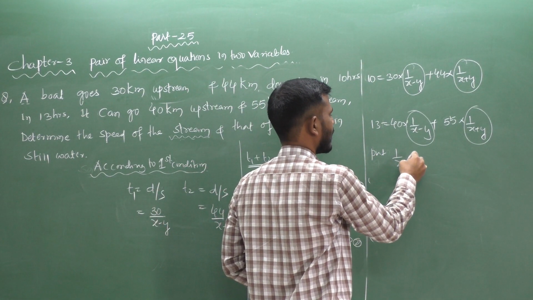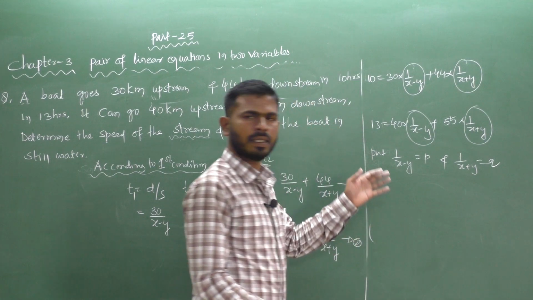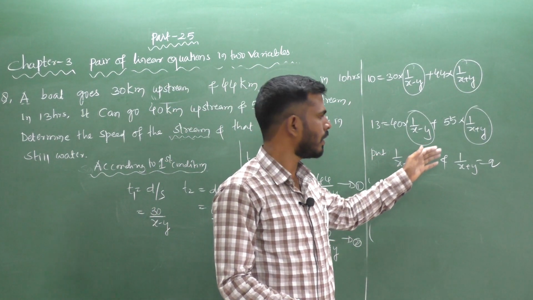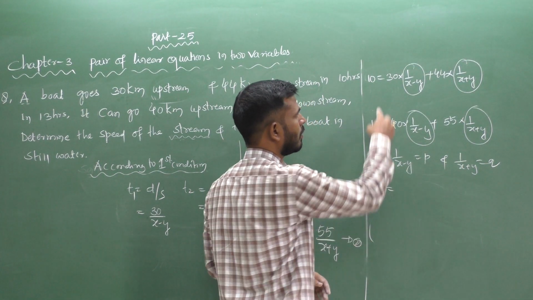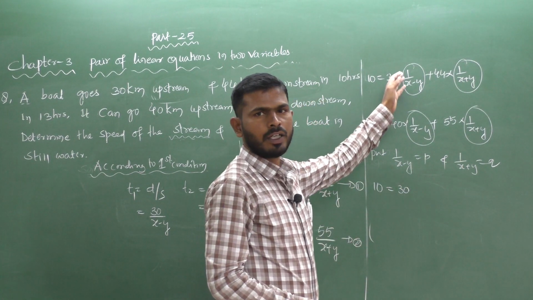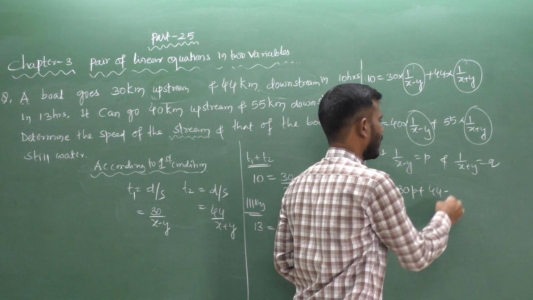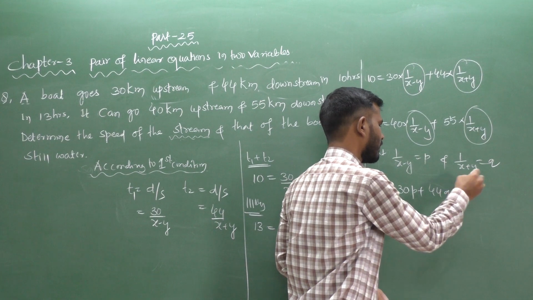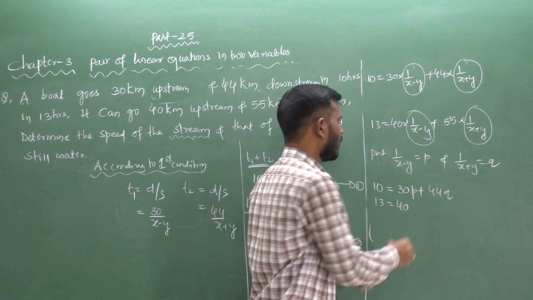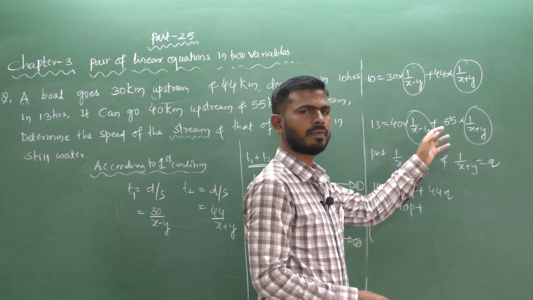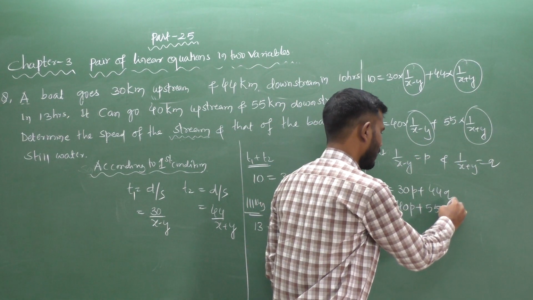Put 1 by x minus y equal to p and 1 by x plus y equal to q. So 1 by x minus y we take as p, and 1 by x plus y we take as q. So the equation becomes 10 equal to 30 p plus 44 q. Next, 13 equal to 40 p plus 55 q.